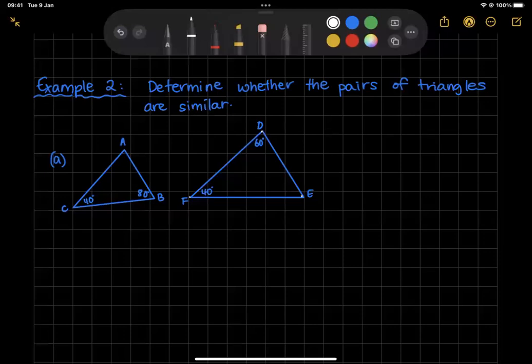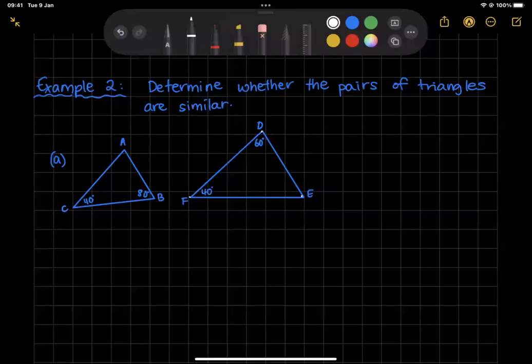So this says, determine whether the pairs of triangles are similar. In these types of questions, just like example number 1, we have to prove whether they're similar. There may be cases where they're not, and that's fine. We just have to say that they're not and prove that they are not similar.